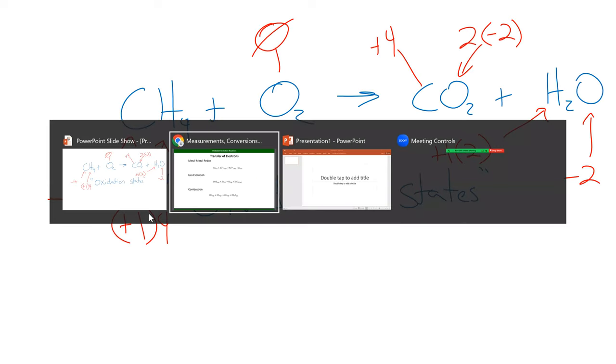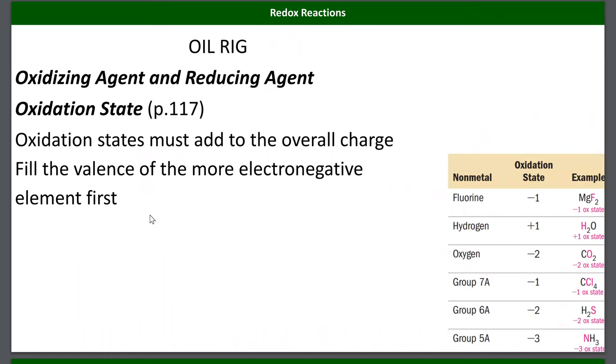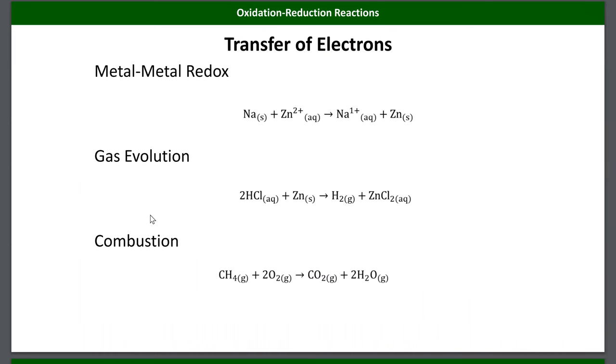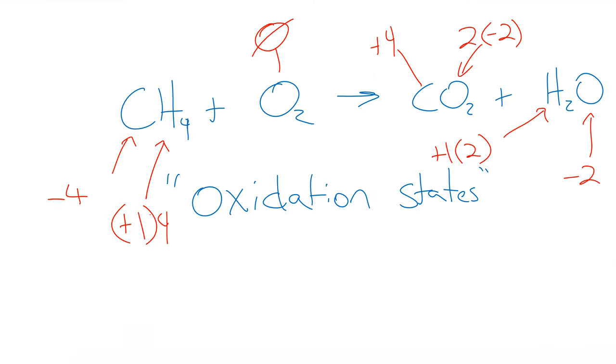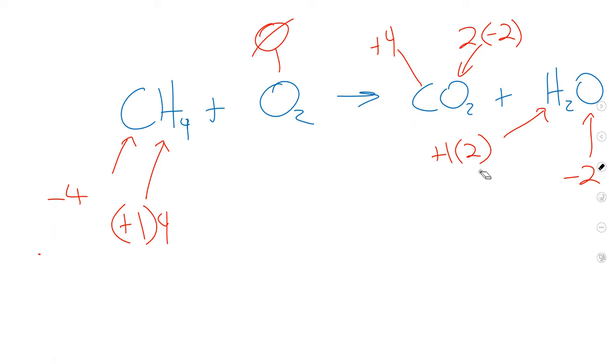All right, there's one more thing I want to look at. Basically, when we can recognize electrons changing hands, just like we can look at an acid-base reaction and say, okay, this is the acid, this is the base, because that's where the proton started and that's where it ended. We do the same thing with electrons. We just use different terms.